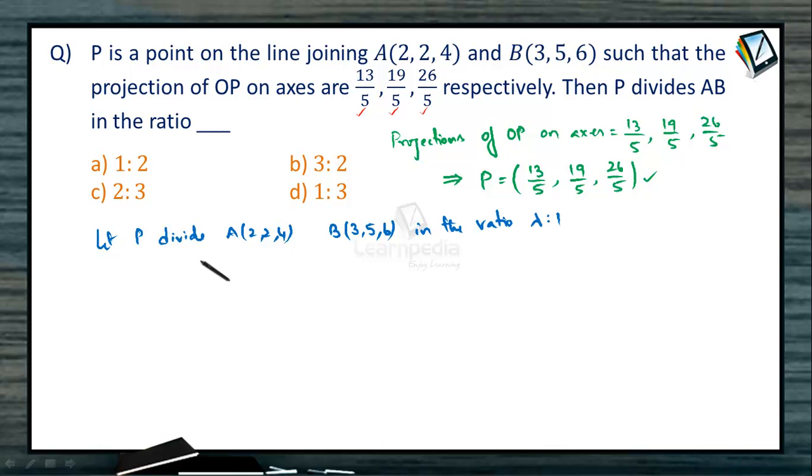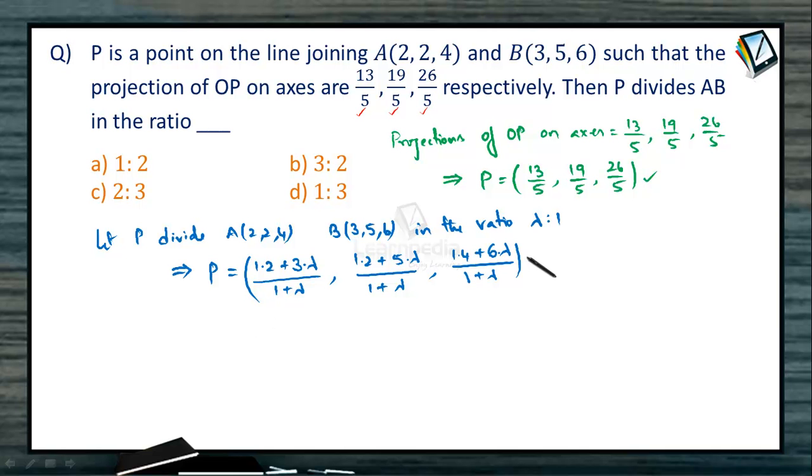Now, using the section formula, can we write the coordinates of P? Yes, P will be in the form (1 into 2 plus 3 into lambda) by (1 plus lambda), similarly (1 into 3 plus 5 into lambda) by (1 plus lambda), and (1 into 4 plus 6 into lambda) by (1 plus lambda). That is nothing but the point in the form (3 lambda plus 2) by (lambda plus 1), (5 lambda plus 3) by (lambda plus 1), (6 lambda plus 4) by (lambda plus 1).